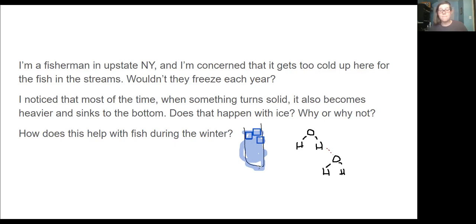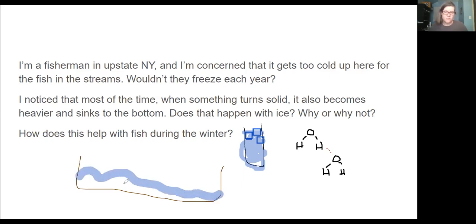That means the water on the bottom, interestingly enough, is actually warmer than the ice on the top. So what happens if it keeps getting cold? So if I have a stream, let me draw a stream. Here's my stream bed. I'm looking at it from the side. And I've got my water in the stream bed. So I'll draw some water in this stream bed. And it's flowing. And the top of the water gets cold. And it's going to get cold enough eventually to freeze.